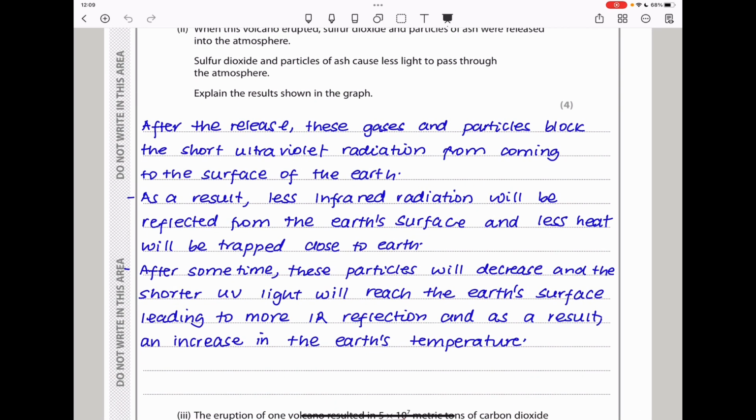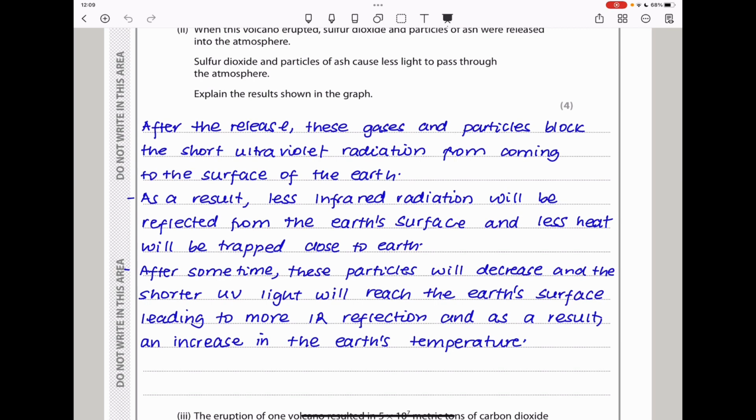So results shown in this graph, after the release of these gases and the particles, they are going to block light from coming in. So it means that short ultraviolet radiation will not be hitting the surface of the earth properly, or it will be hitting in less amount. As a result, there will be less infrared that is being reflected back from the surface of the earth to the outer space. And therefore, there will be less trapping of heat as this reflected radiation escapes away from the surface. Less of it will be trapped in the atmosphere.